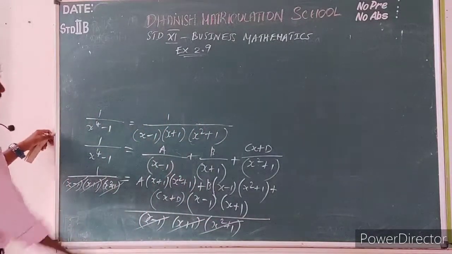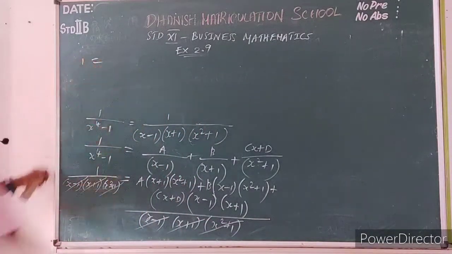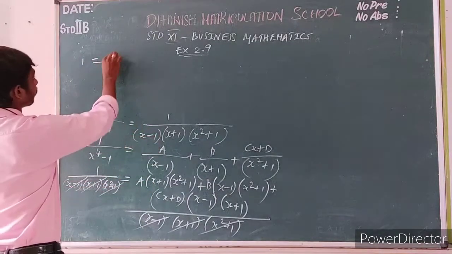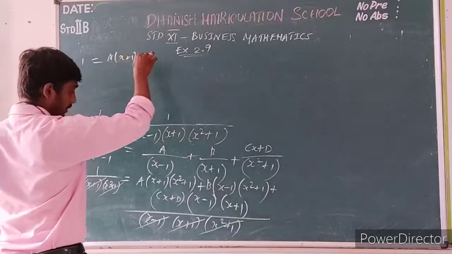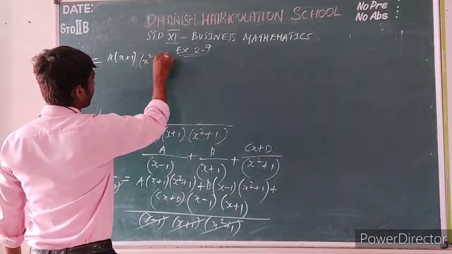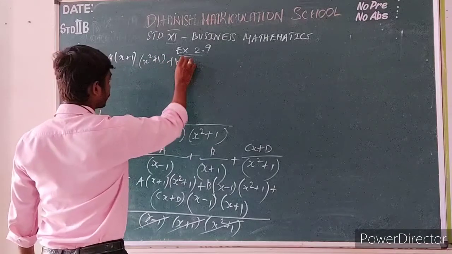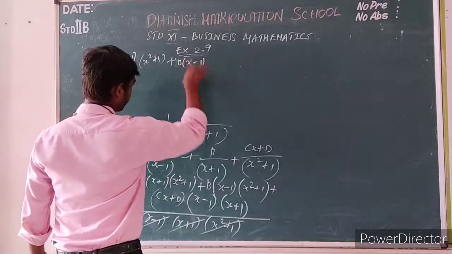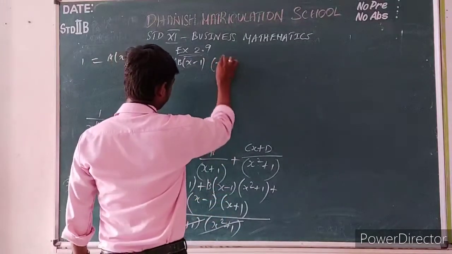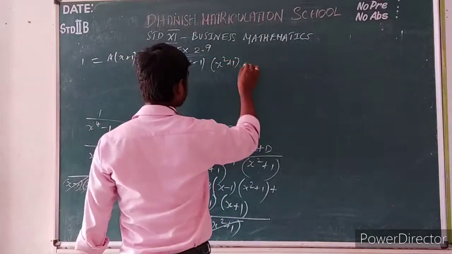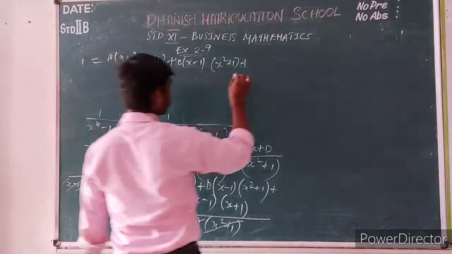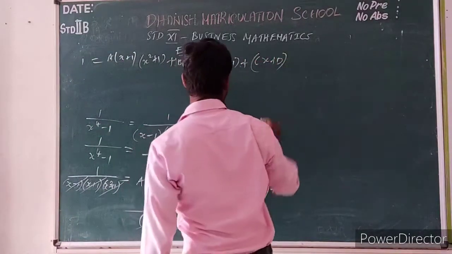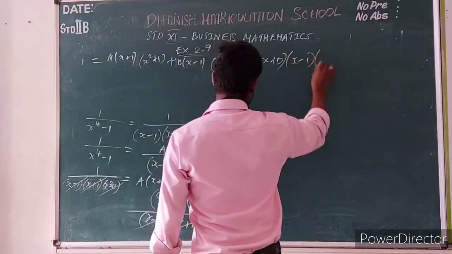So 1 equals, what is the RHS value? That is A into (x plus 1)(x square plus 1), plus B into (x minus 1)(x square plus 1), plus (Cx plus D) into (x minus 1)(x plus 1).